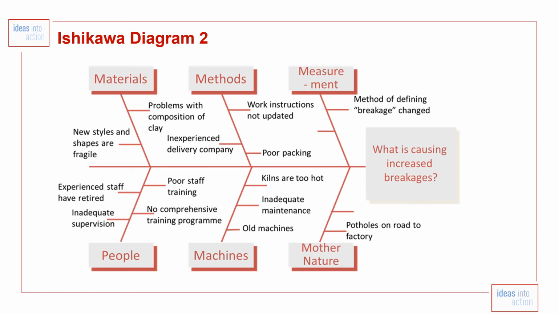Under materials, we see there may be problems with the composition of the clay and that the new styles and shapes are fragile. Under people, we see there's been poor staff training, no comprehensive training program. Some experienced staff have retired, inadequate supervision. Under machines, we see the kilns are possibly too hot, inadequate maintenance of machines and old machines. And then under Mother Nature, again, potholes on the road.